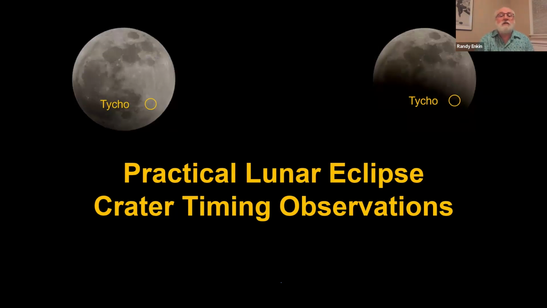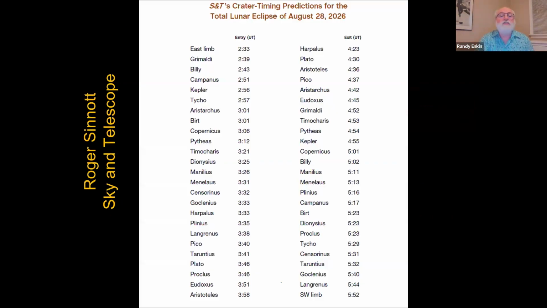So some practical issues. Well, Sinnott is very helpful. Every eclipse, he puts out a list of the expected ingress and egress, or entry and exit times, of various craters across the face of the moon.